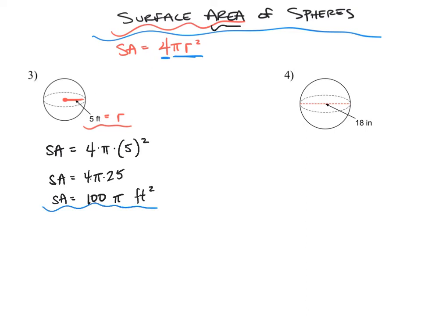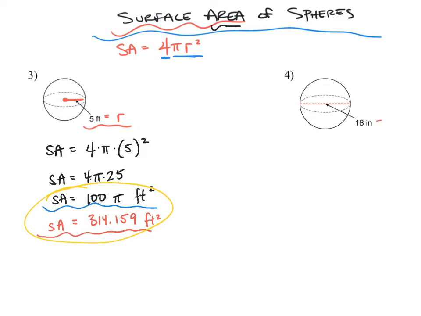Then if I want an answer rounded to the nearest thousandth, I'm going to do 100 times pi using the pi button on my calculator. And I'm going to get 314.159. Still feet, still squared, because it's still area. So that tells me how much of something I need to cover, to wrap, to totally cover the surface of that sphere.